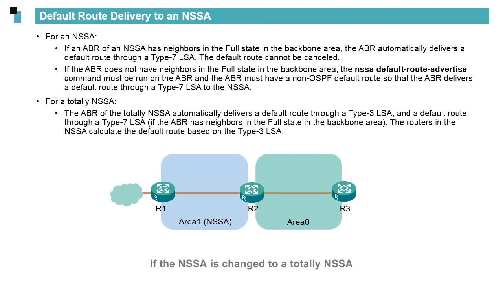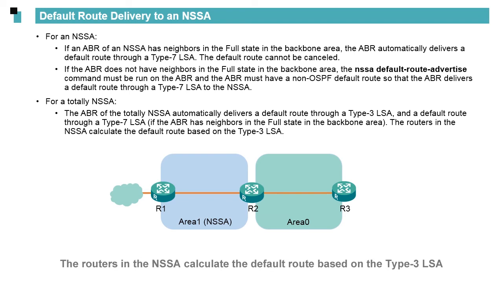If the NSSA is changed to a totally NSSA, R2 automatically delivers a default route through a Type 3 LSA and a default route through a Type 7 LSA if R2 has neighbors in full state in the backbone area. The routers in the NSSA calculate the default route based on the Type 3 LSA.